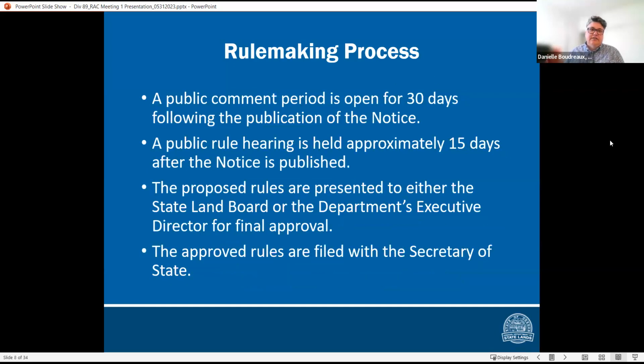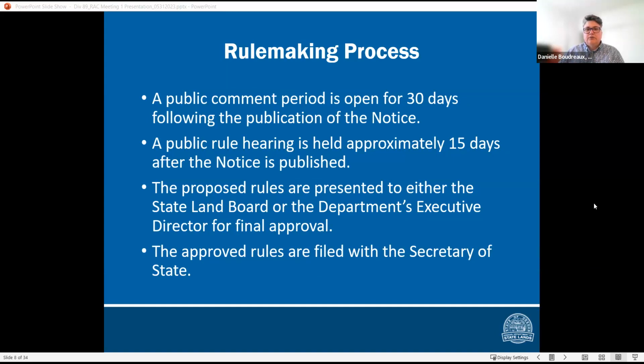And once the notice is published, we have a public comment period that's open for 30 days. We accept written comments throughout those 30 days. And then a public rule hearing is held approximately 15 days after the notice is published. And during that public rule hearing, oral comments can be made on the proposed rules.